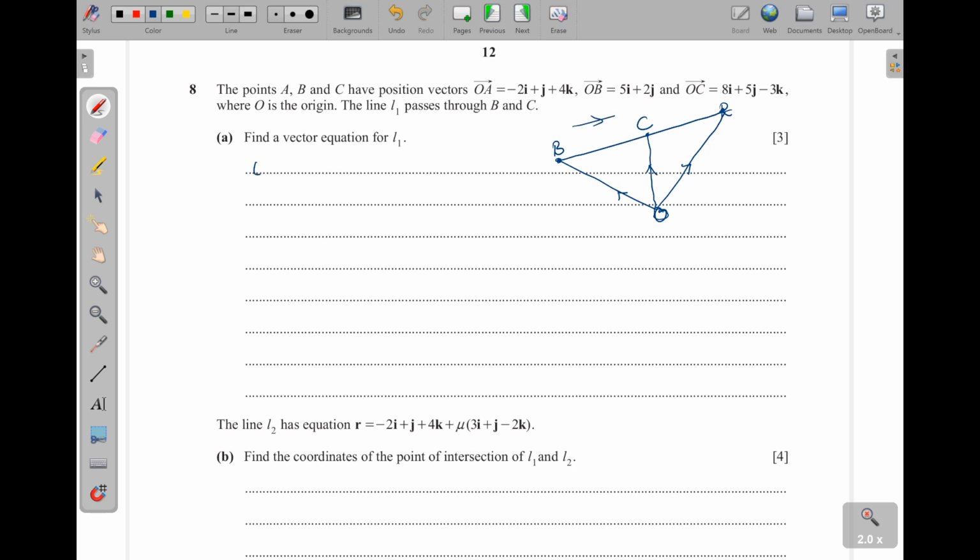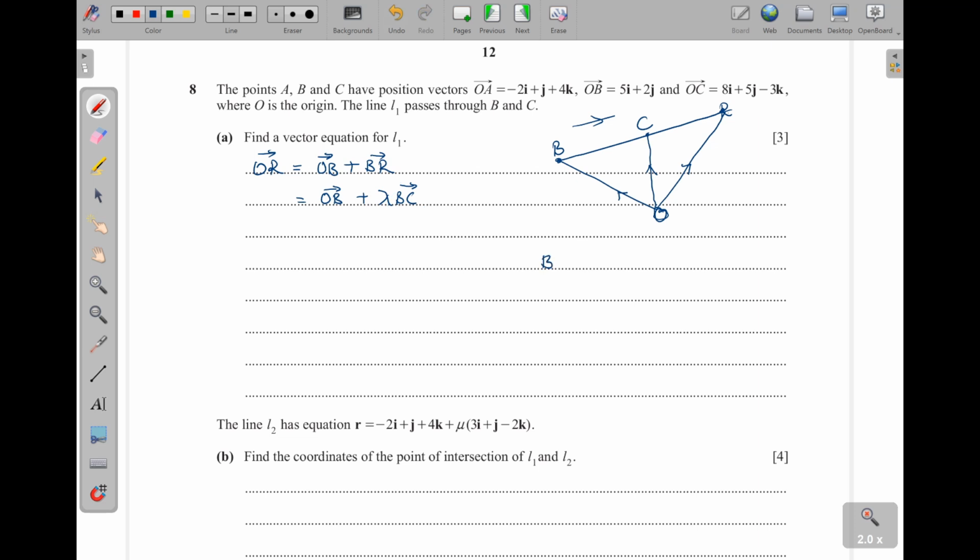So my OR is going to be equal to OB, then plus BR, okay? But BR, I don't know it, but I have to multiply it with something that I know. So something times the BC that I know. So lambda times the BC. So this BC becomes the directional vector.